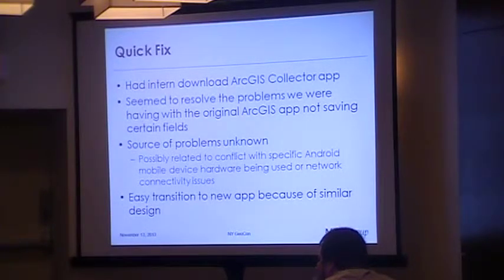We think it's probably something to do with a specific hardware configuration. He was sort of a techno geek, if that's the right word to use, and he had rooted his Android phone. So I don't know if that had anything to do with it. It could have also been a bad network, bad cell connection at the time. So basically the workaround for that was we had him download the ArcGIS Collector App instead.